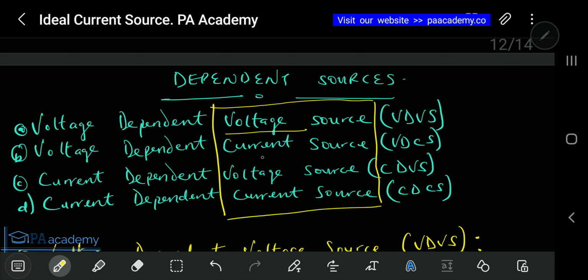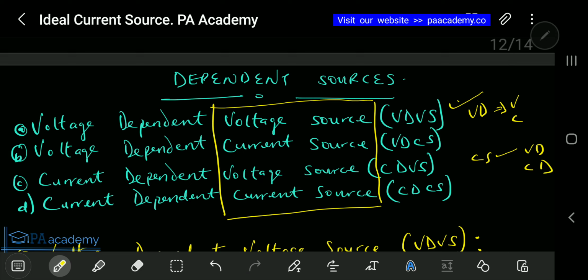So this is voltage source, voltage source, current source. For you to be able to know the four of them conveniently without mixing everything up, just know that we are dealing with two sources. It's either a current source or a voltage source. If it is a voltage source, then it can either be voltage dependent or current dependent. Also, if it is a current source, then it's either voltage dependent or current dependent. So that's how you can permute it to get the four different types of dependent sources. I hope that makes sense.